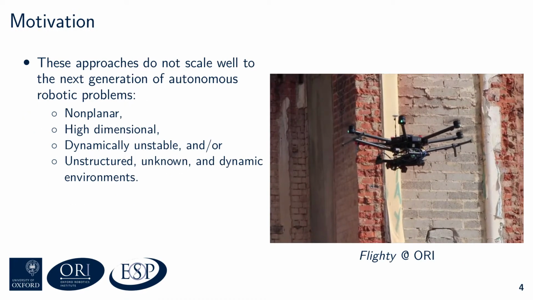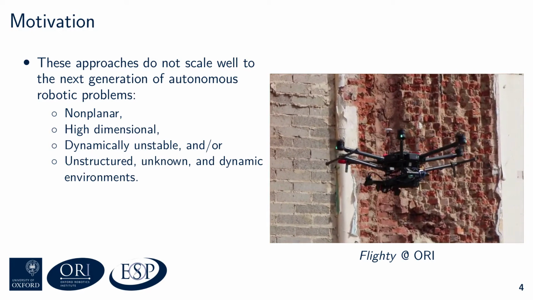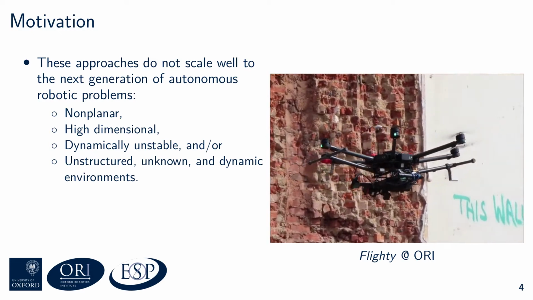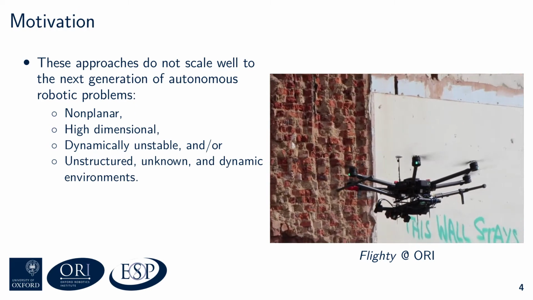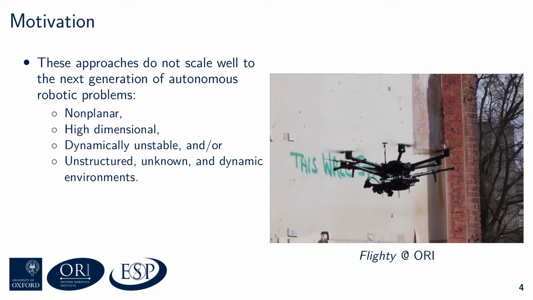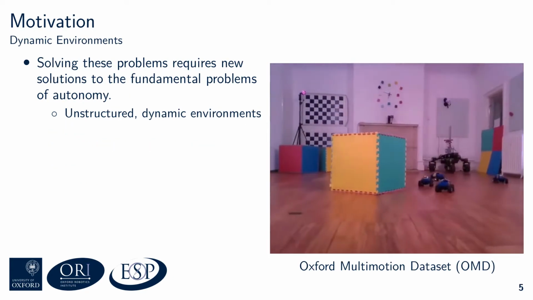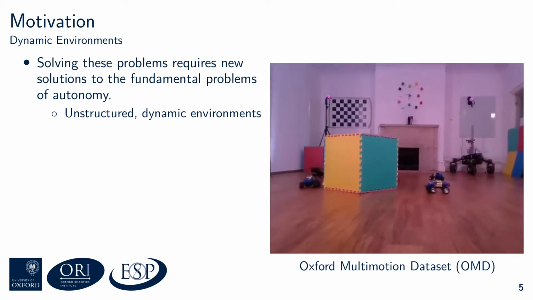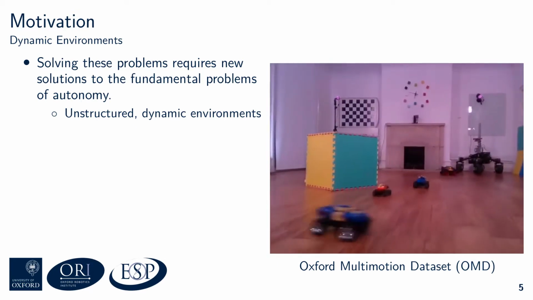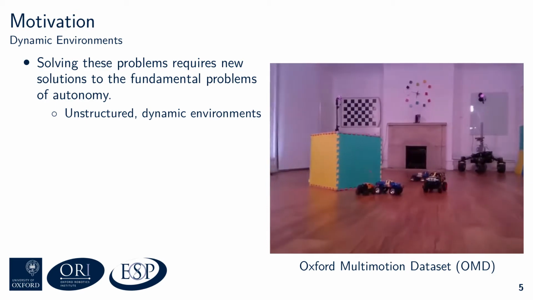These kinds of approaches aren't going to scale very well to the next generation of autonomous robotic systems. These systems are going to be a lot more complex, and they're going to operate in environments that are a lot more challenging. These environments might be unknown, they might not be very structured, and more importantly, they might be arbitrarily dynamic. Our view is that addressing these kinds of challenging problems requires reconsidering some of the fundamental techniques in robotics. And today we want to talk about our work towards measuring unstructured dynamic environments.